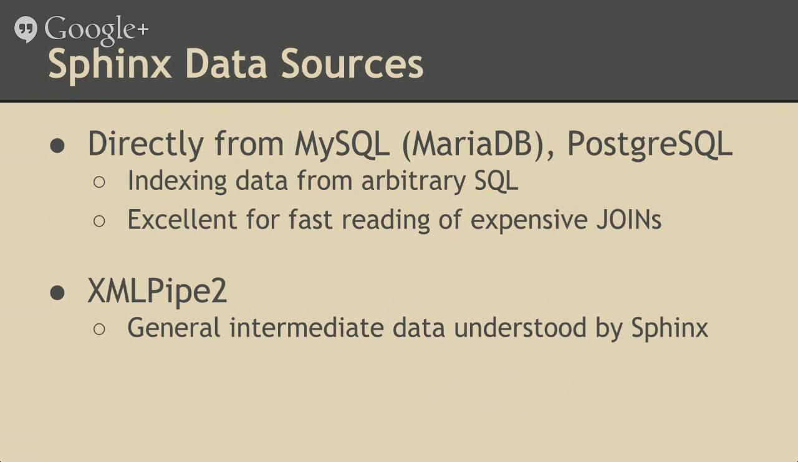The other data source is just a generic way to get generic data into the index. It's an XML format called XMLPipe2, and it's just if you have whatever data, you can build a transformation script to take that data, output this XML format, and then the indexer can read in this data, and you've got whatever your arbitrary data is indexed.